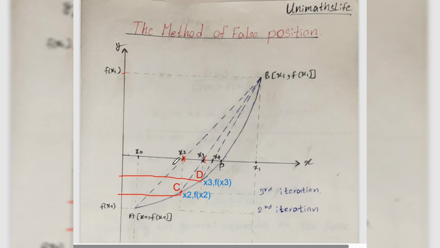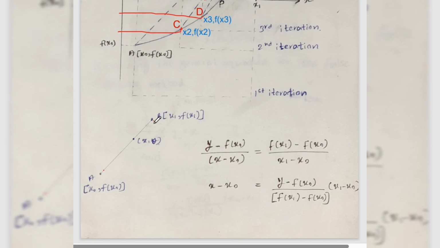Now I am going to derive an equation for the false position by using the straight line through A and B. We get the gradient of the straight line in two ways. Here is the straight line through A and B, and I have taken any point (x, y) on the straight line. The first way is (y minus f(x0)) over (x minus x0) is equal to (f(x1) minus f(x0)) over (x1 minus x0).